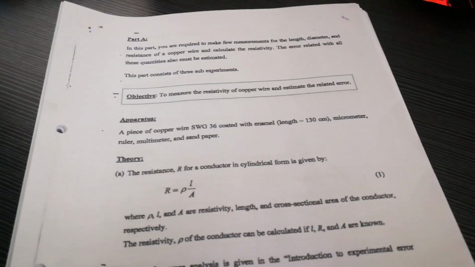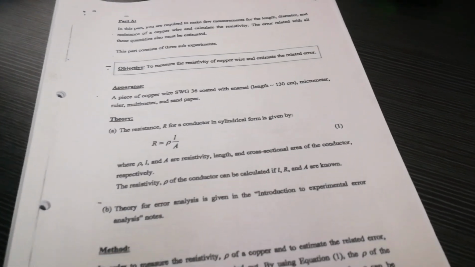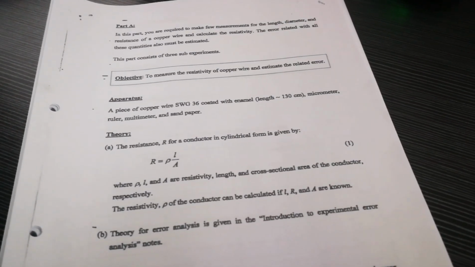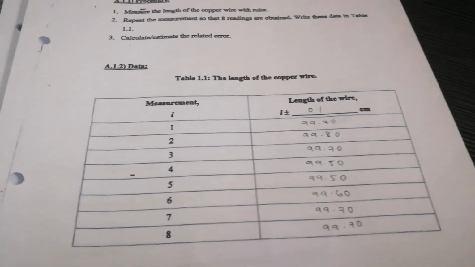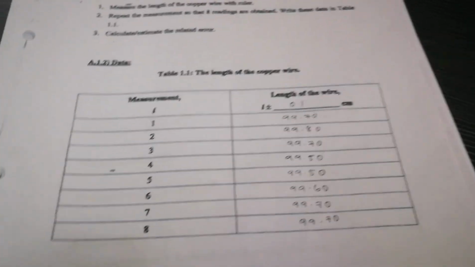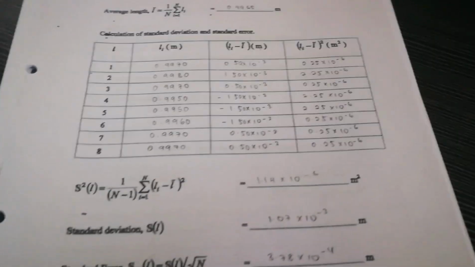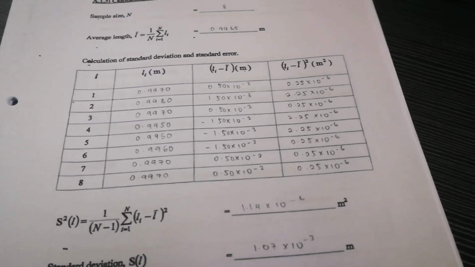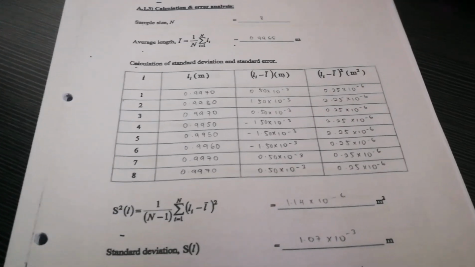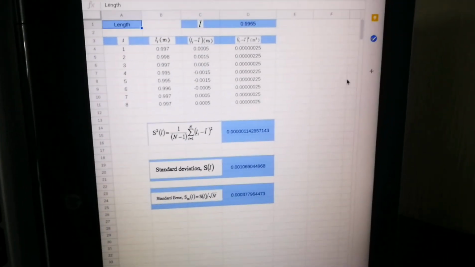For sub-experiment 1, to measure the resistivity of copper wire and estimate the related error, we have taken the data, and this is what the data looks like. For the calculation of the data, we can see the table in the video. I've calculated it using Excel, which I will show you.